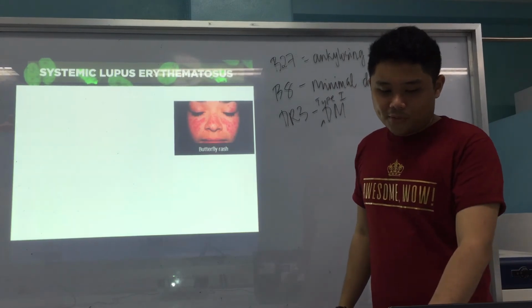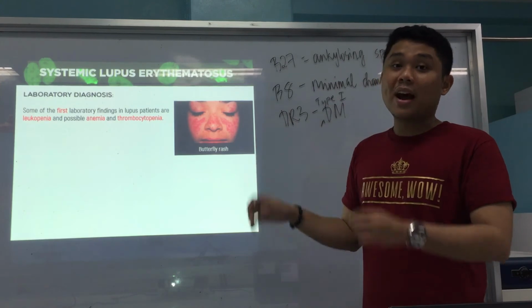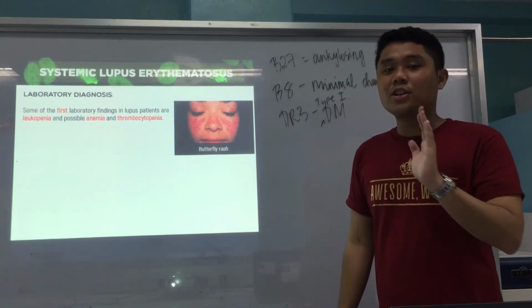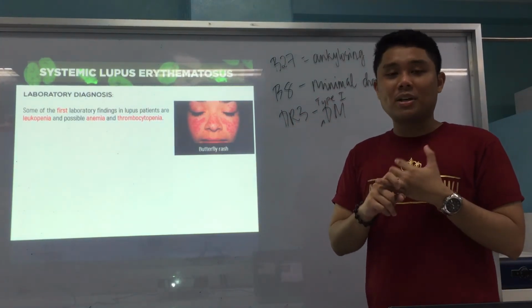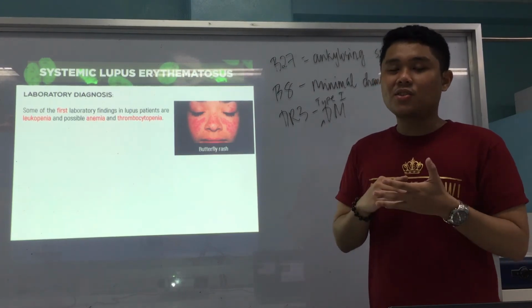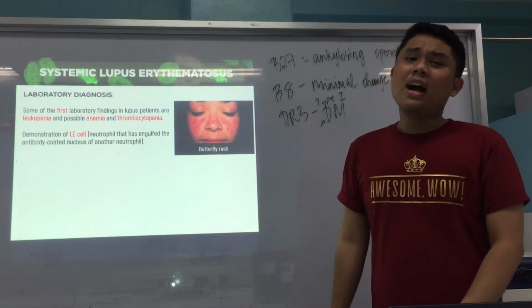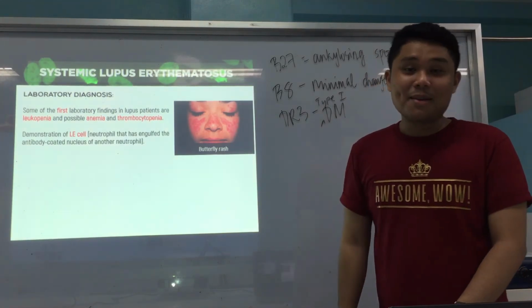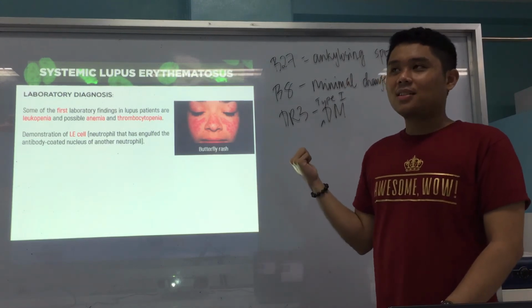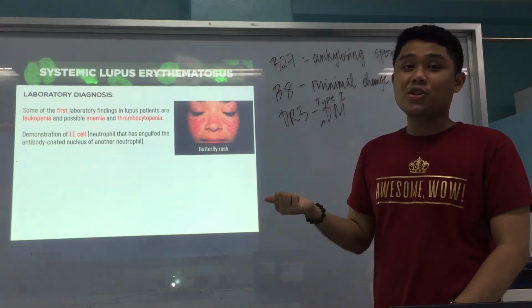Now for laboratory diagnosis, these are some of the findings in the lab. Some of the first findings are leukopenia, possible anemia, and thrombocytopenia. So there is pancytopenia, a decrease in the cell lines in your blood. Aside from that, in your hematology too, I think this is your second to the last activity, the preparation of your LE cell.